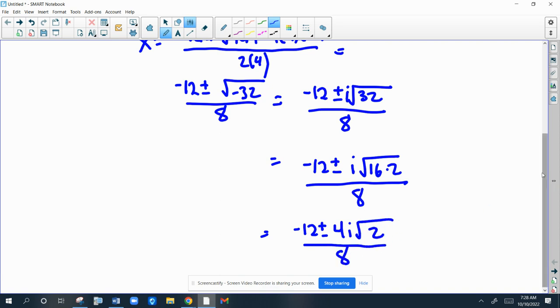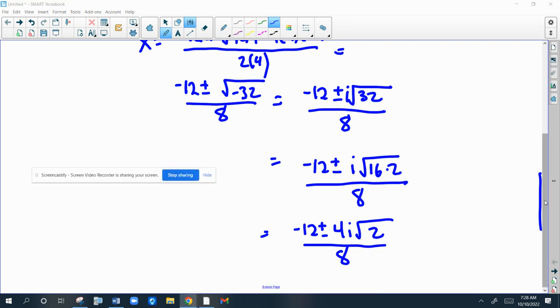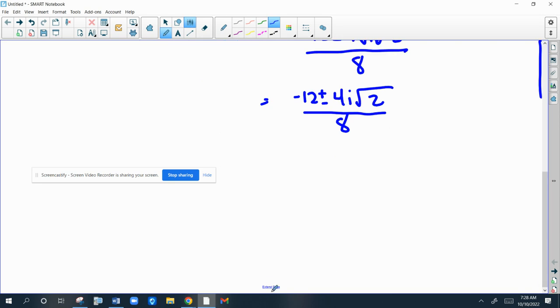Okay, and now you can see there's going to be some cancellations going on here. What we're always going to do is just split up the fraction. The quadratic will always have one term in the bottom. In this case, it's 8. You can always split it up and then reduce. And it will be your final simplified 2 answers.